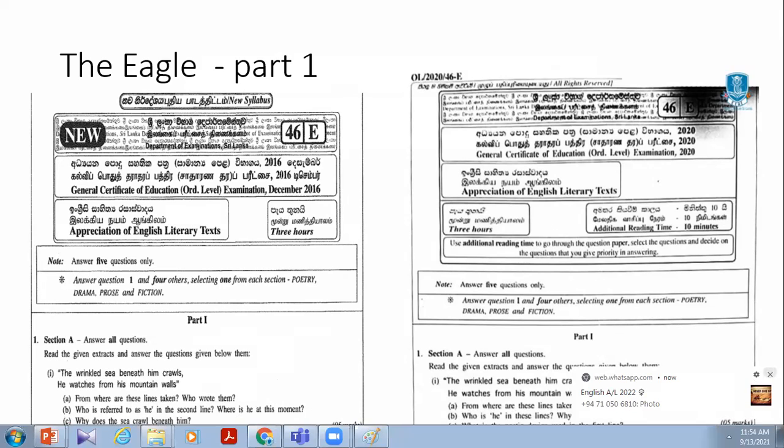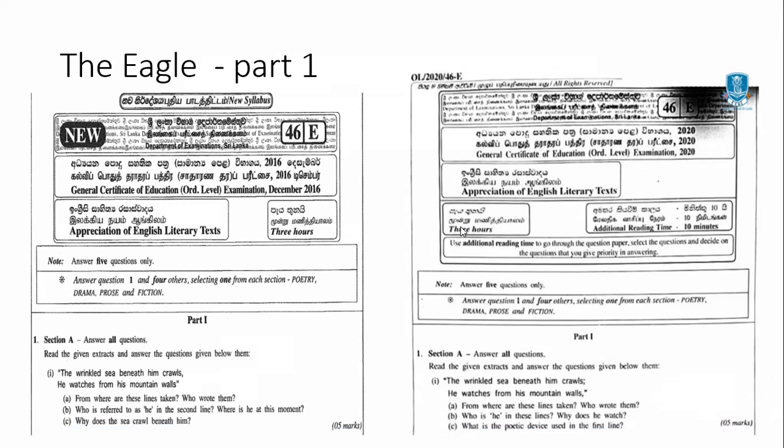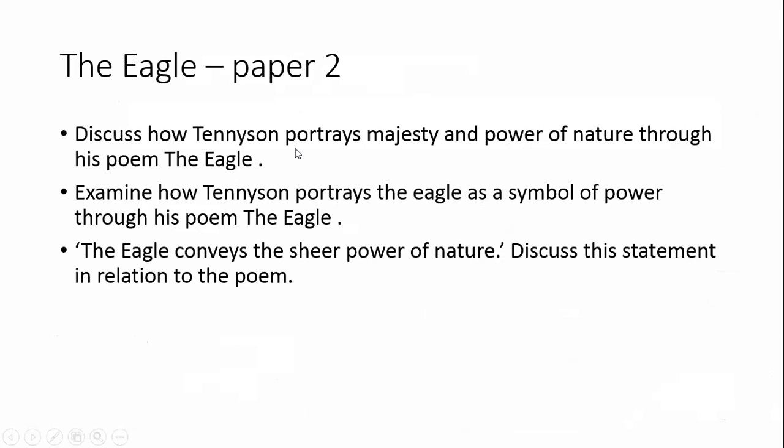Okay. Then let's go to paper 2. What kind of questions have they asked? These are not exactly past papers, but term test and support seminar papers. I didn't see a past paper question in paper 2 for 2016-2020. There weren't any questions from Eagle for paper 2, right? This one: Discuss how Tennyson portrays majesty and power of nature through the poem Eagle.